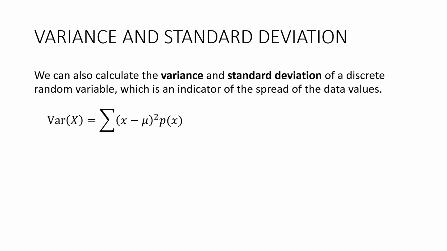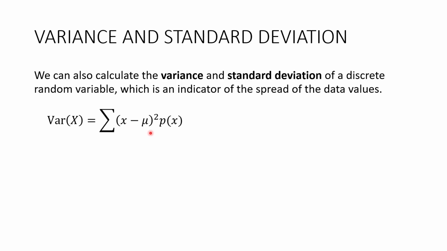We can also calculate the variance and standard deviation of a discrete random variable. And this is just an indicator of the spread of the data values. Here's the formula. The variance of X is equal to the sum of, we take each x value and subtract the mean, and we square that and multiply by the respective probabilities. Now that's one formula. There is another formula which I actually prefer.